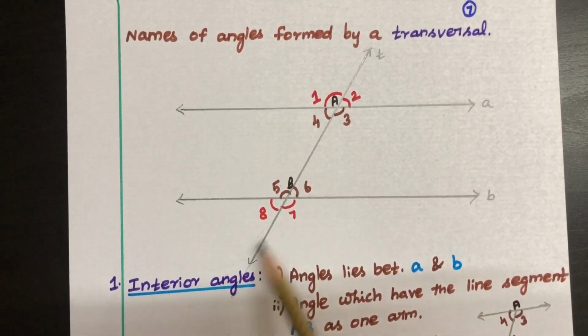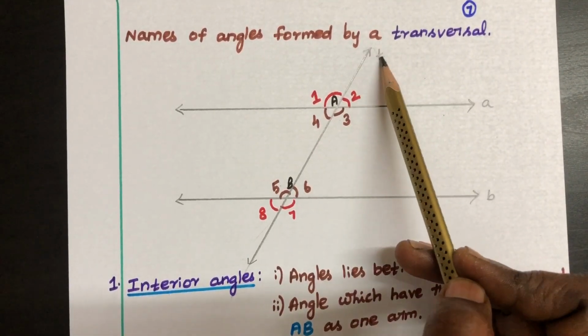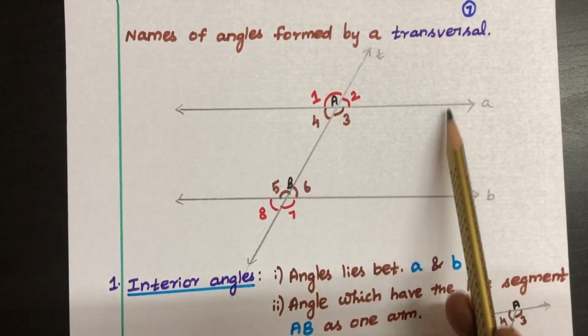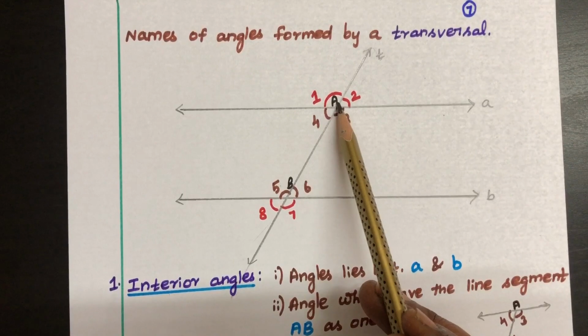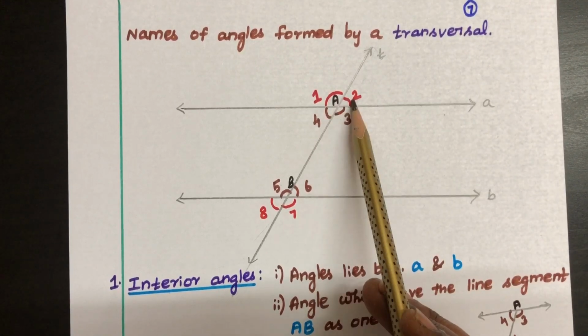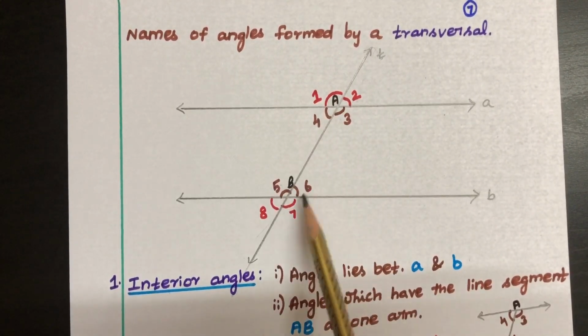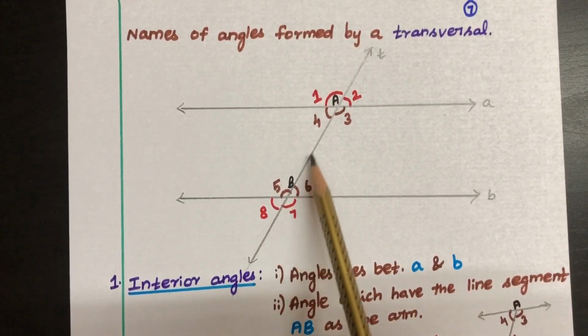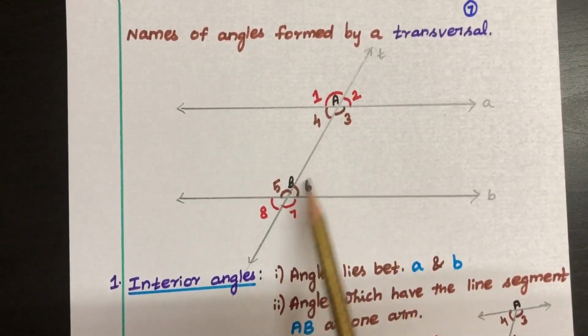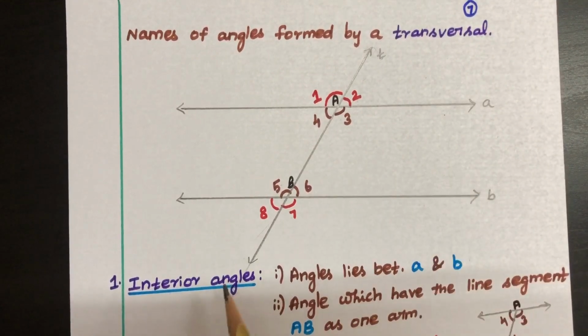See here. This is the transversal line T. It cuts the parallel lines A and B at points capital A and B. Now see here. Angles are formed: 1, 2, 3, 4, 5, 6, 7, 8. I am just giving a number to the angles formed. So we will give names also for these.